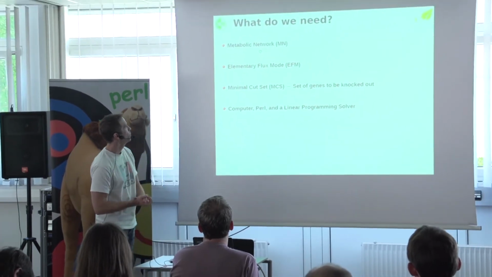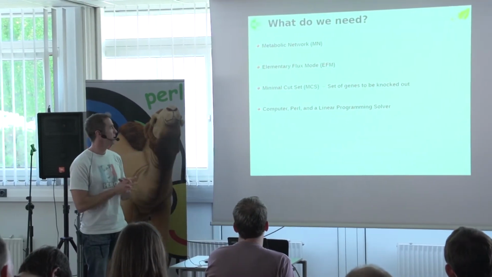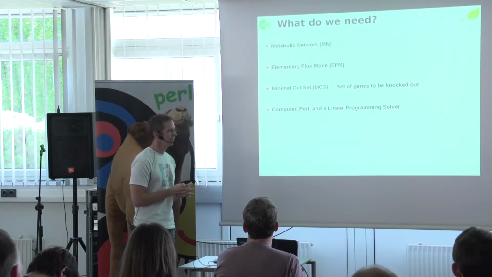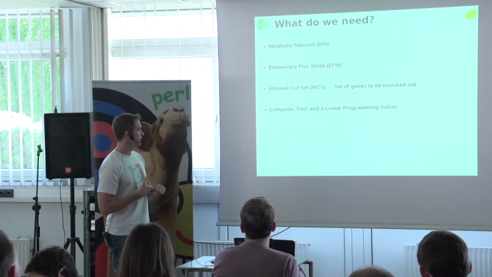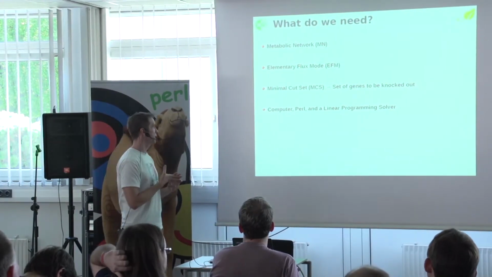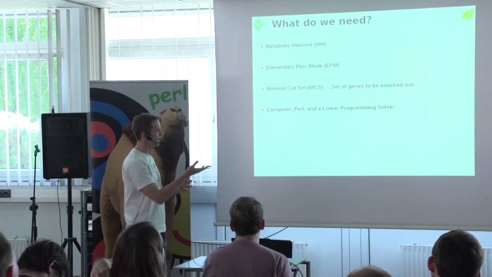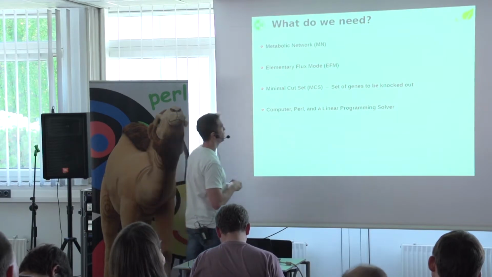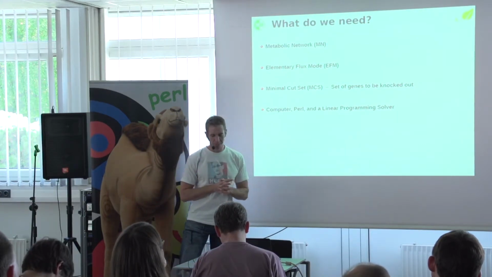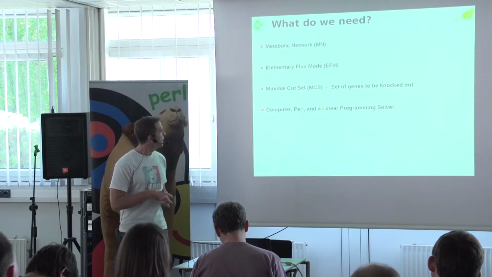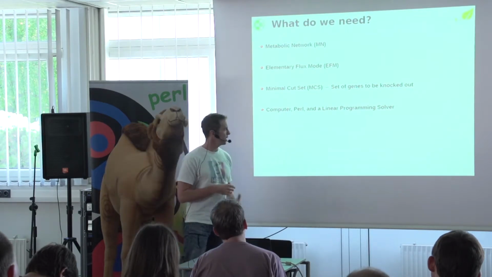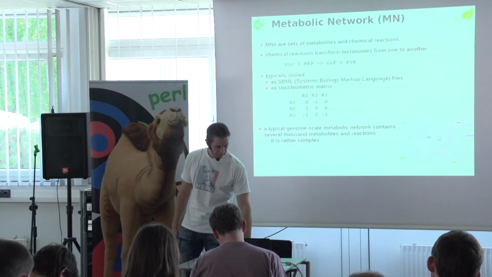Good. So what do we need for that? We need 4 things. We need a metabolic network. We need elementary flux modes, and we then need computational minimal cut sets, which are actually the sets of genes we want to knock out. Those 3 concepts I will explain in a minute. And we also need a computer, Perl, and a linear programming solver.